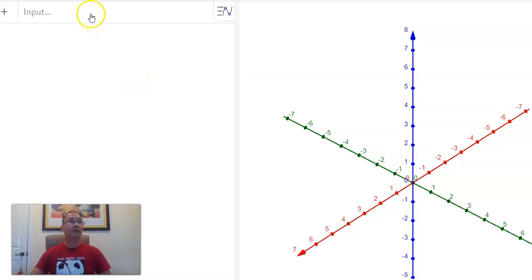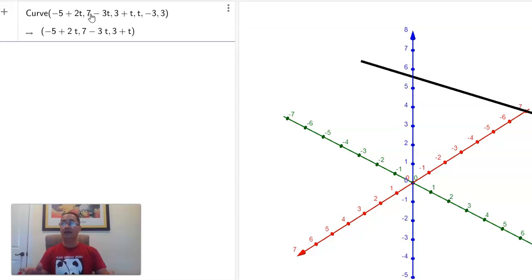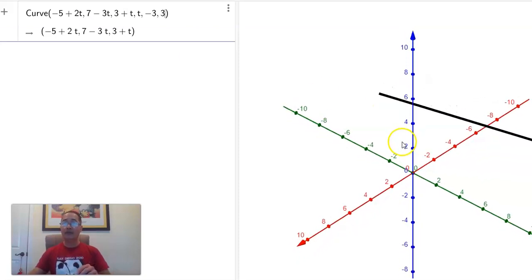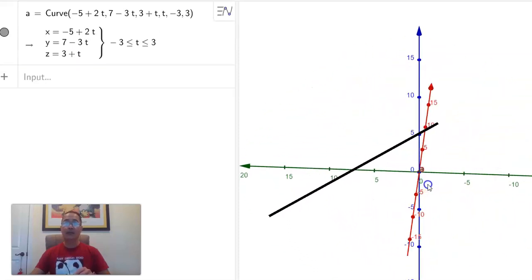All right, here we are. So let's draw our curve. I wrote it as 2 separate vectors, but in curve you kind of have to combine the 2. So we will have -5 plus 2t, 7 minus 3t, and 3 plus t. Okay, t will go from, we can use the same values as last time, -3 to 3, and there is our line. Ooh, it's getting away from us. Okay, let's zoom out a little bit. So that is our line.